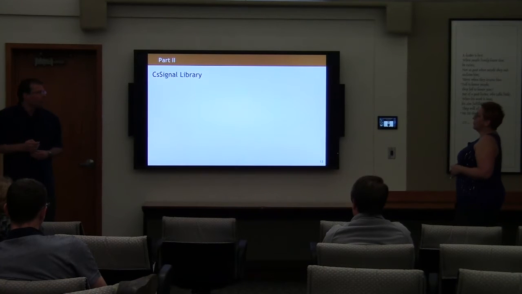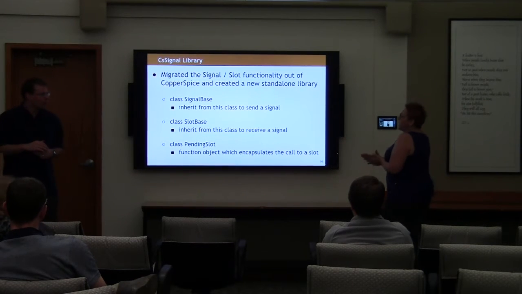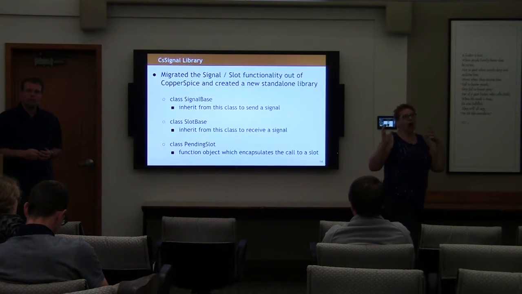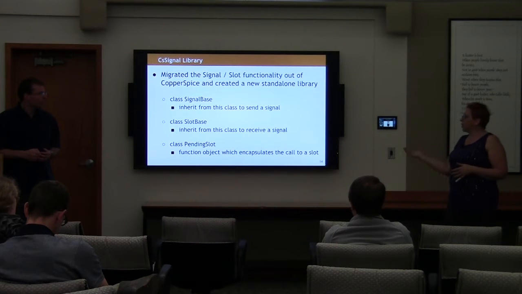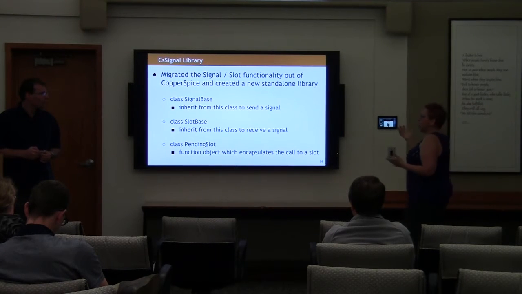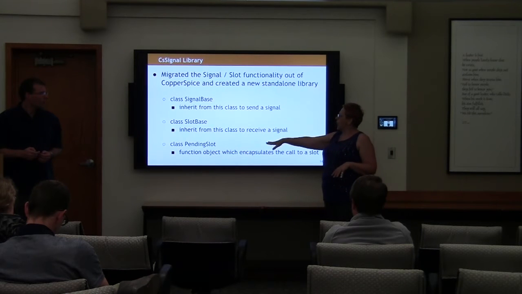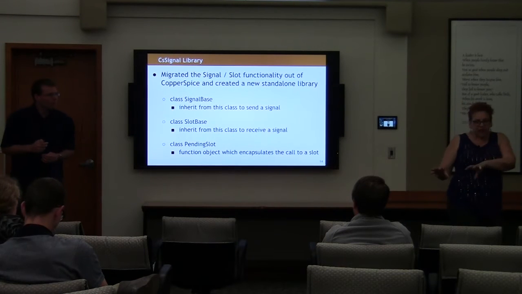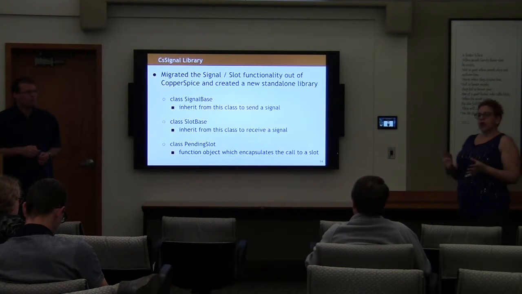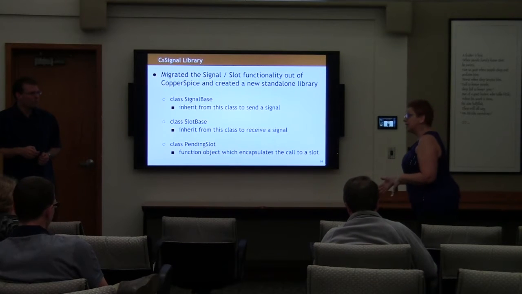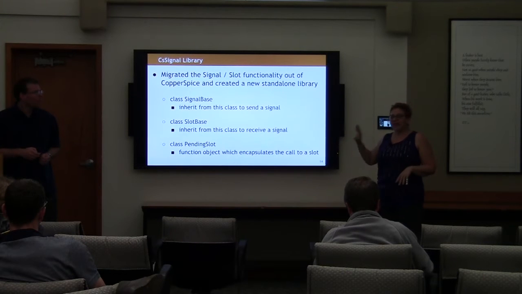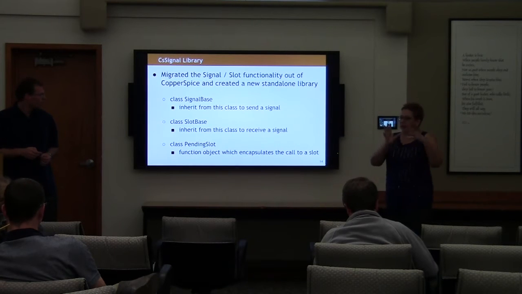So, having the library. What we did is we looked at everything that was in CopperSpice, and we said, what do we need to push out? Where do we need to start? So what we did was we created three classes, a signal base, slot base, and pending slot, which is about data delivering. This allowed us to take everything in CopperSpice, push it out, and create a standalone library that we could then release under BSD, not LGPL, which gives you an advantage. This is a library you can use without CopperSpice. So the signal library is something that stands independent.